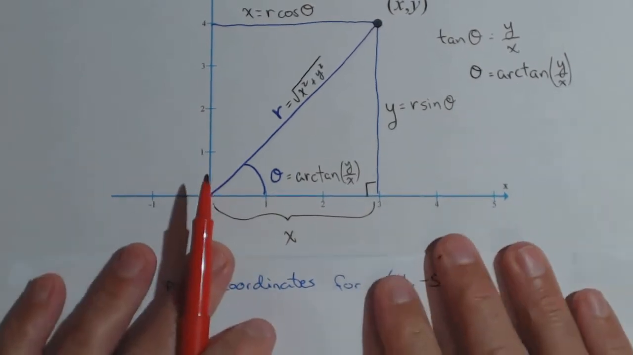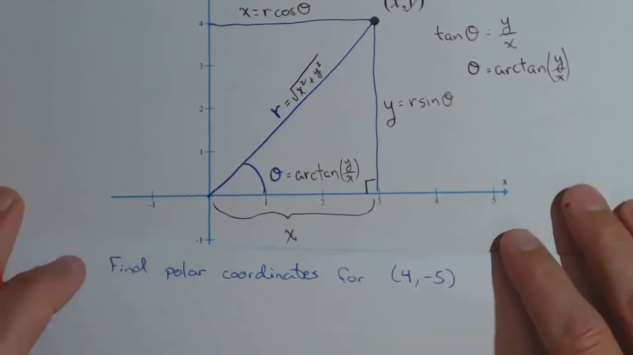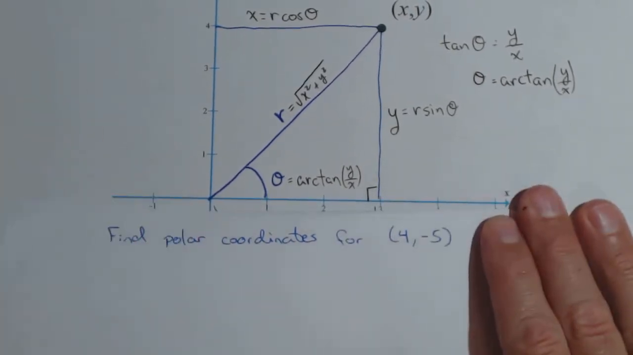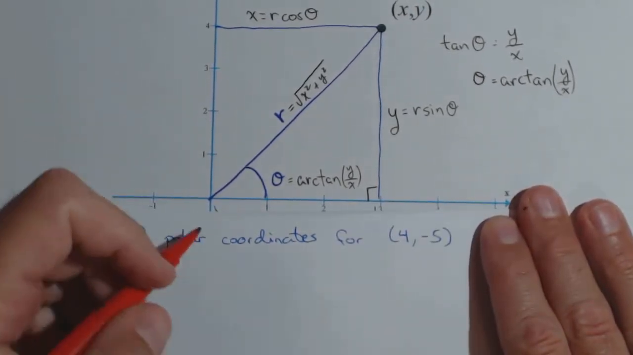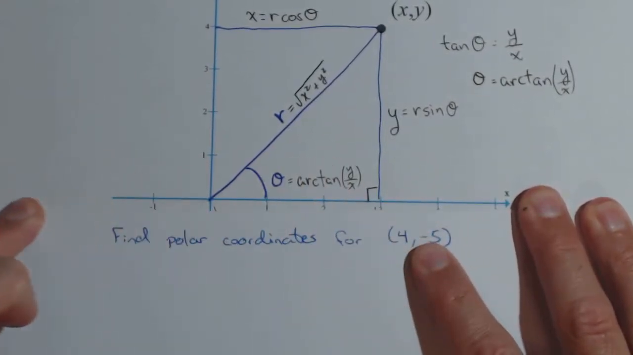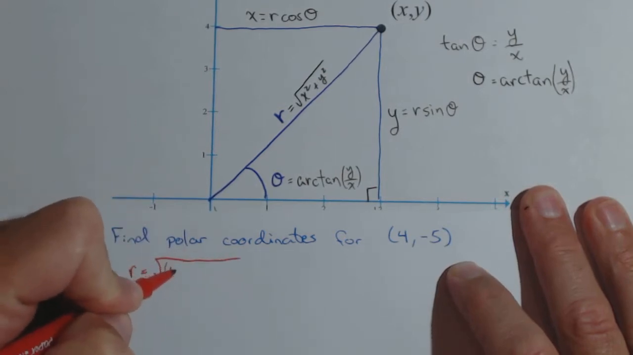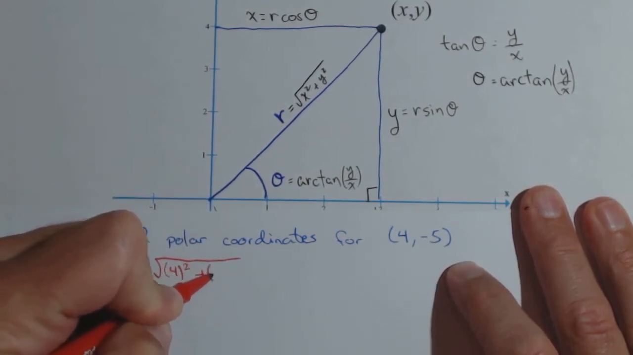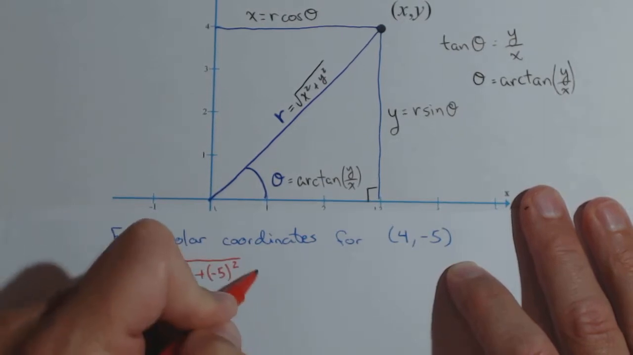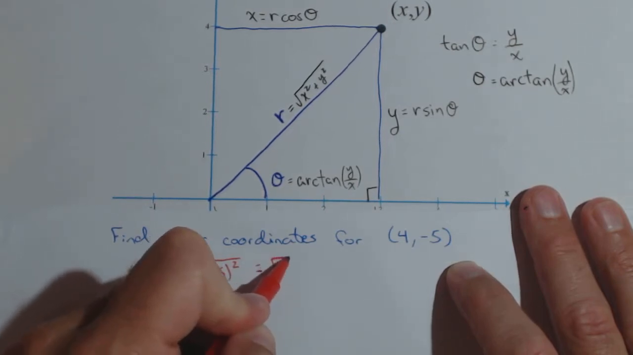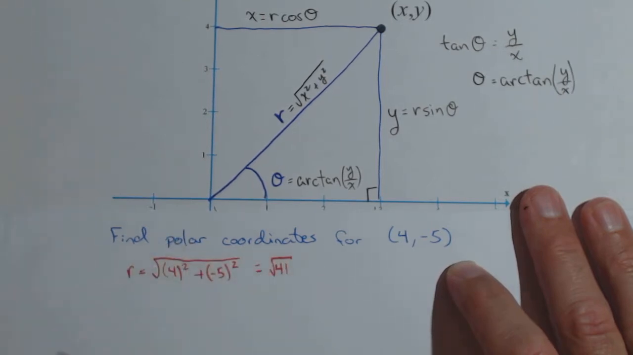So let's say we want to find the polar coordinates given that our rectangular point is (4, negative 5). Easiest thing to do first is find r, because it's simply from our Pythagorean identity. r equals the square root of 4 squared plus negative 5 squared. Do you need the negative in there? No, absolutely not. It's going to get squared anyways. 4 squared is 16. 5 squared is 25. So we have the square root of 41 is our r.